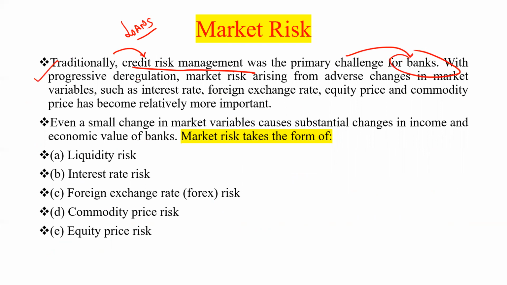But with the progressive deregulation, market risk arises from the adverse changes in the market variables. So what are the market variables? First one, the interest rate, foreign exchange rate, equity price, and the commodity price have become relatively more important with the passage of time.